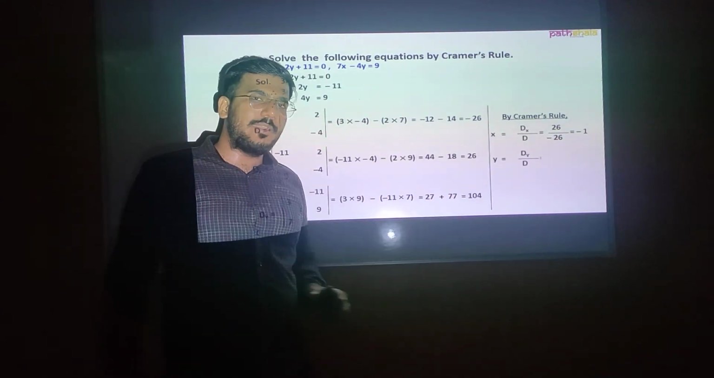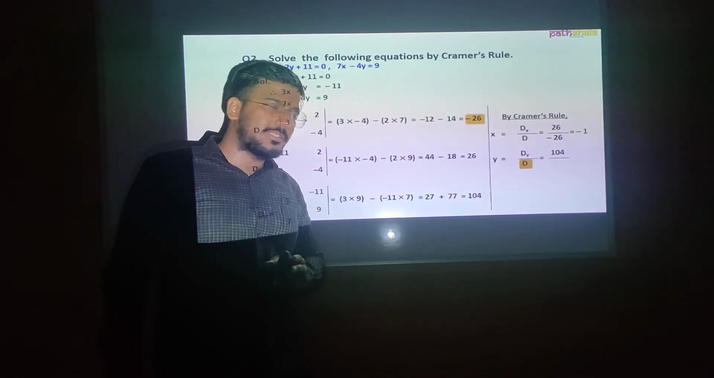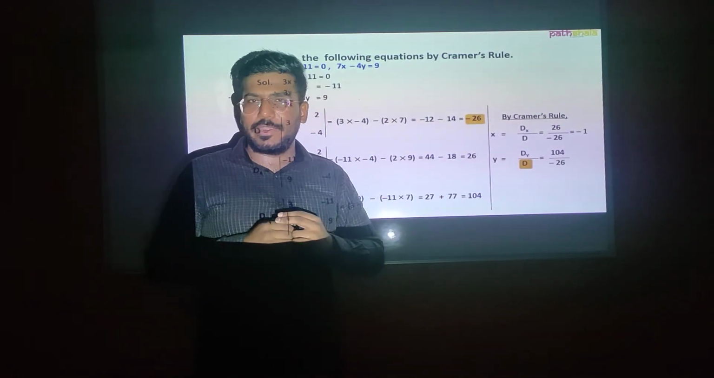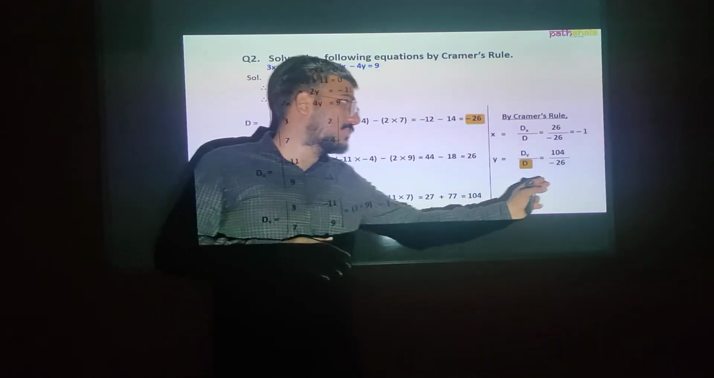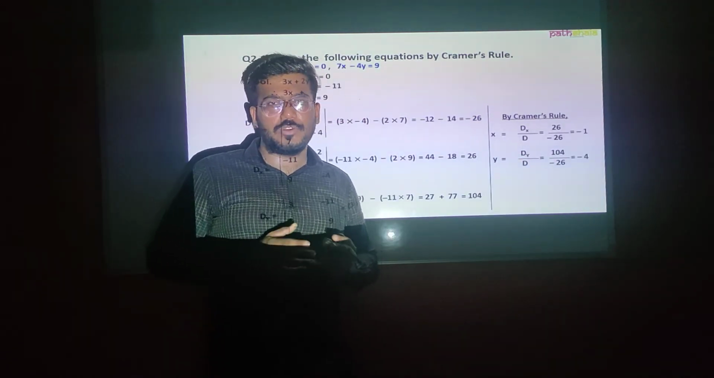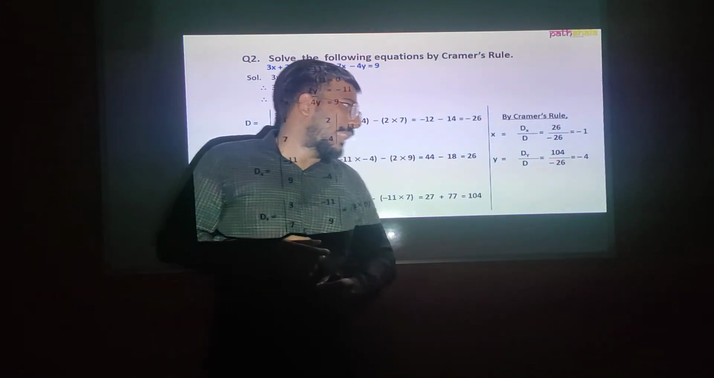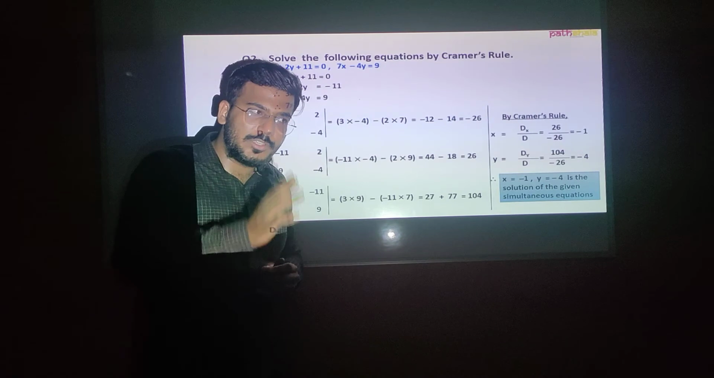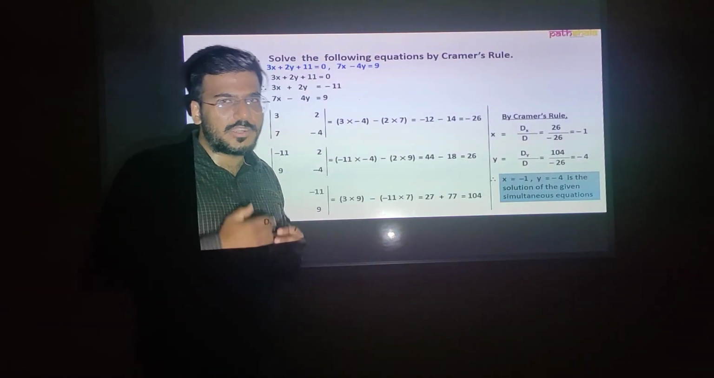y is Dy upon D. The value of Dy is 104, the value of D is 26. 104 divided by 26. 26 1s are 26, 2s are 52, its double, 26 4s are 104. So the answer is, of course, again minus taken up: -4. So x is equal to -1 and y is equal to -4 is the solution of the given simultaneous equations. Hope these two sums are clear to you.